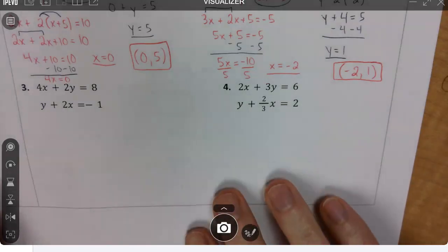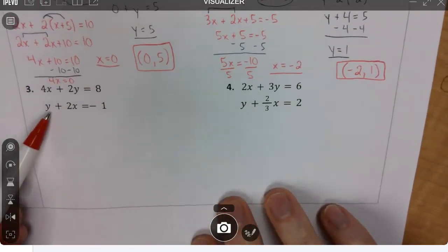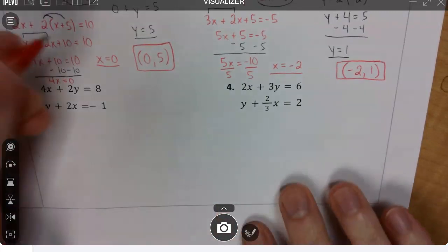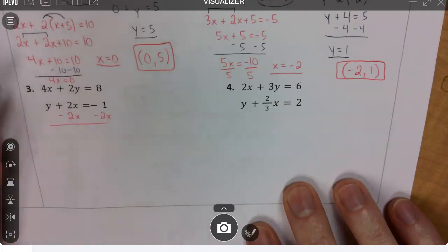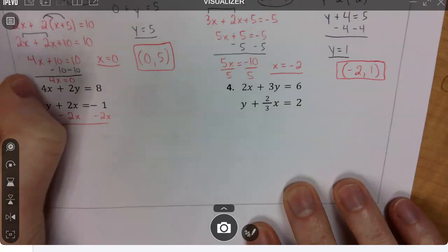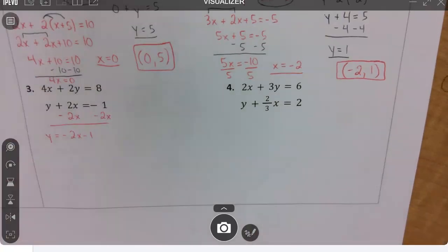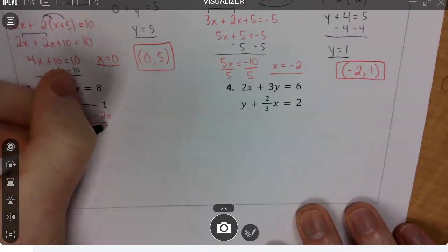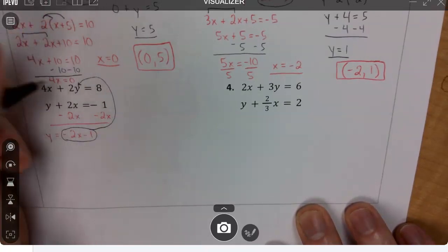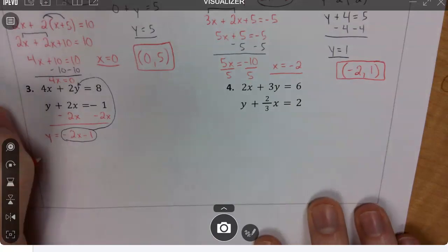I'm going to do the same process I just did with the other two questions. I see a singular y, so I'm going to move the 2x to the other side. It started as plus 2x, so I do the opposite operation. And that gives me y equals negative 2x minus 1. And then this is what I'm going to substitute in for y in the first equation, and then we'll follow through with the algebra.